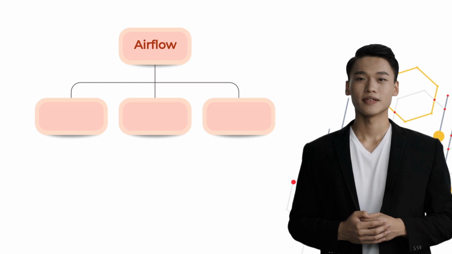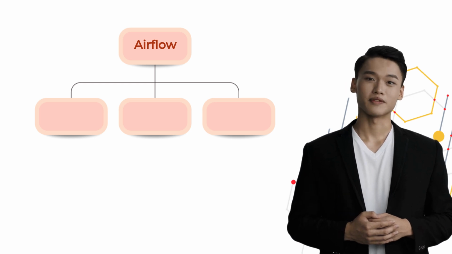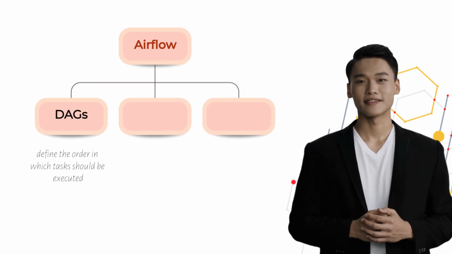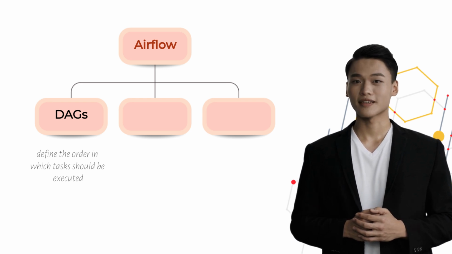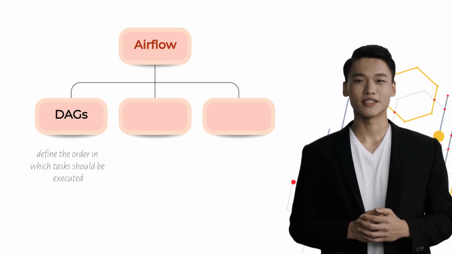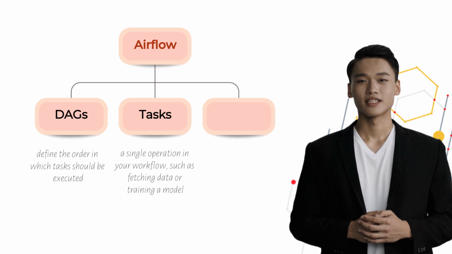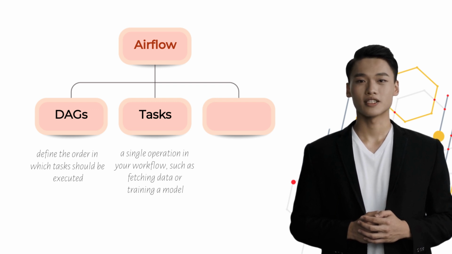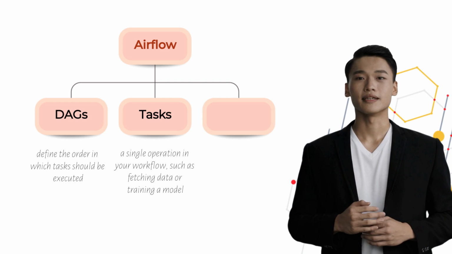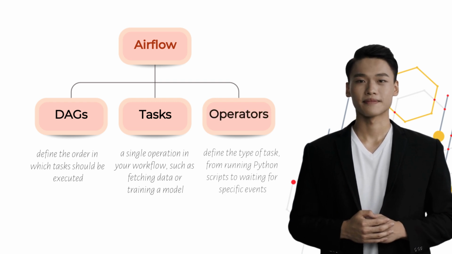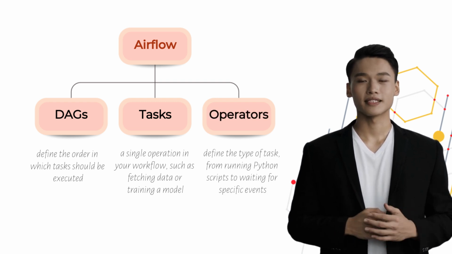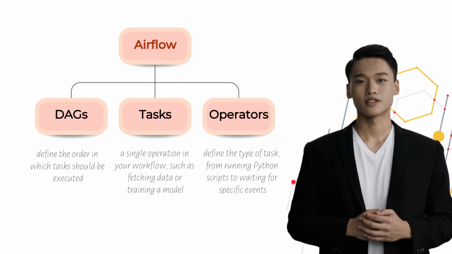So, how does it work? At the core of Airflow are three key components: DAGs, directed acyclic graphs that define the order in which tasks should be executed; tasks. Each task represents a single operation in your workflow, such as fetching data or training a model. Operators. These define the type of task, from running Python scripts to waiting for specific events.